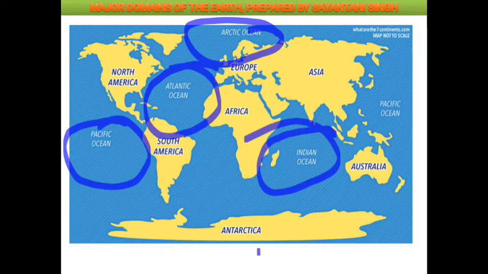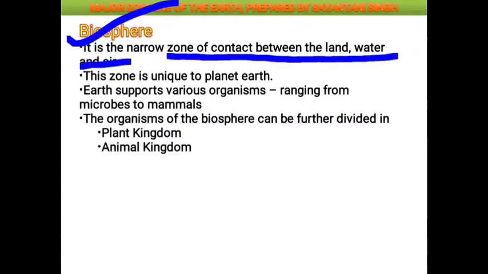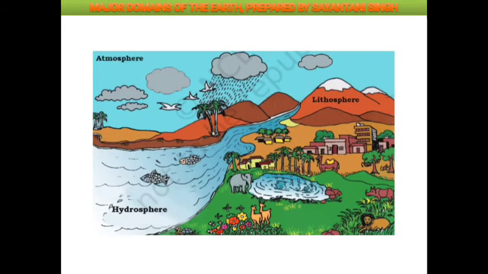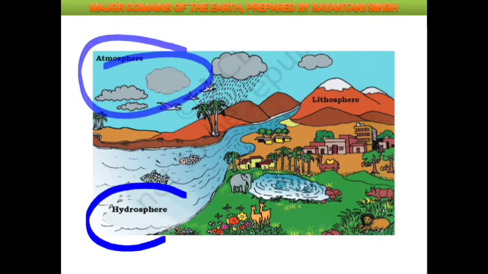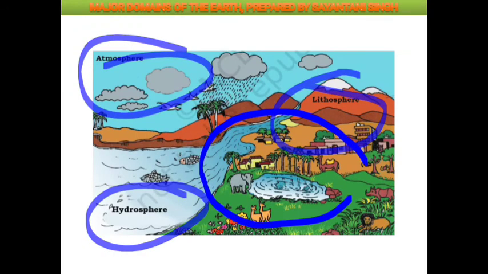And next one is the biosphere. The biosphere is the narrow zone that is in contact with land, water, and air. This zone is unique to the planet earth. It supports various organisms, from microbes to mammals, and this zone is divided into two parts: plant kingdom and animal kingdom. The atmosphere, hydrosphere, and lithosphere, when they meet together, form the biosphere.